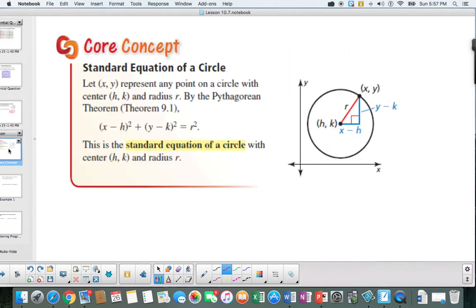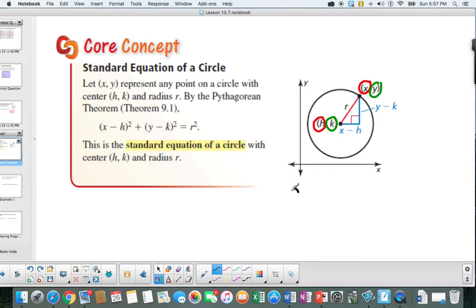What happens if the center is not at the origin? So let's make it (h, k). And again, all the points around it have the same distance r. We'll call one of the points on the circle (x, y). Let's figure out the change in x. I'm going to subtract this x from this x, and that'll give the length of this leg. Then I will subtract the two y's, this y and this y, and that'll give the y change.